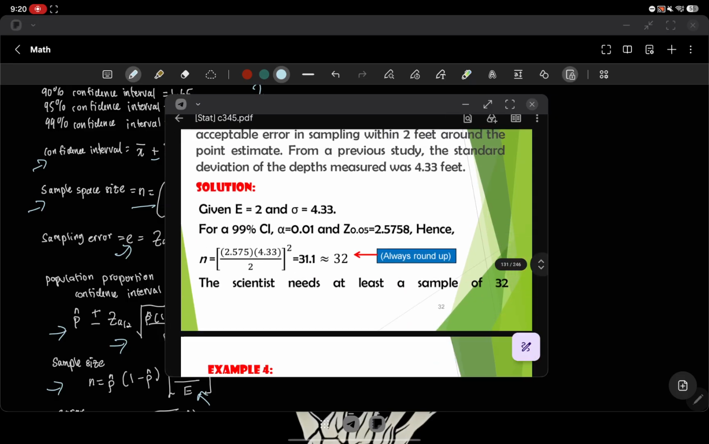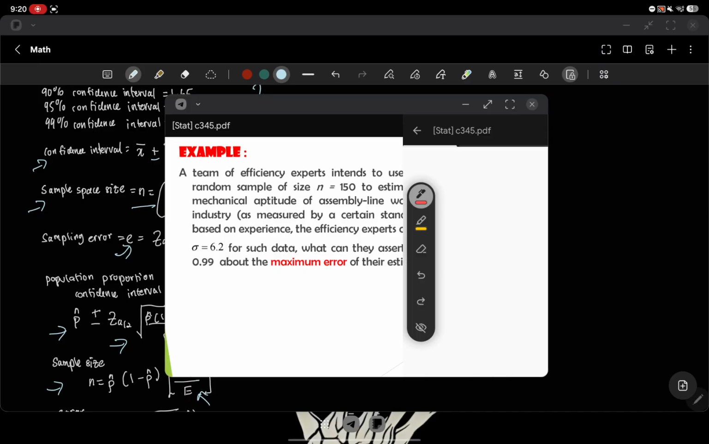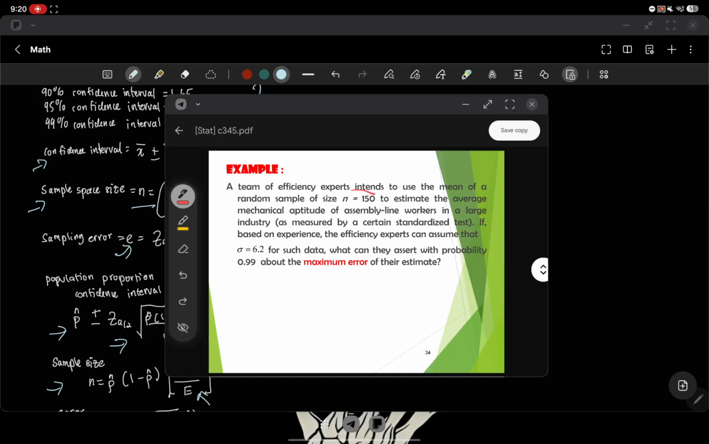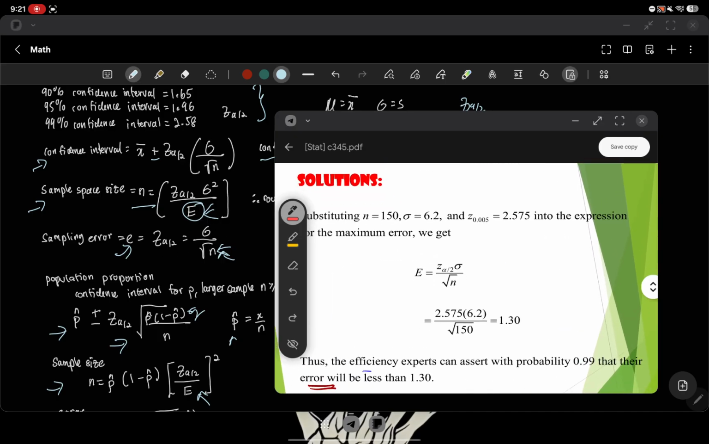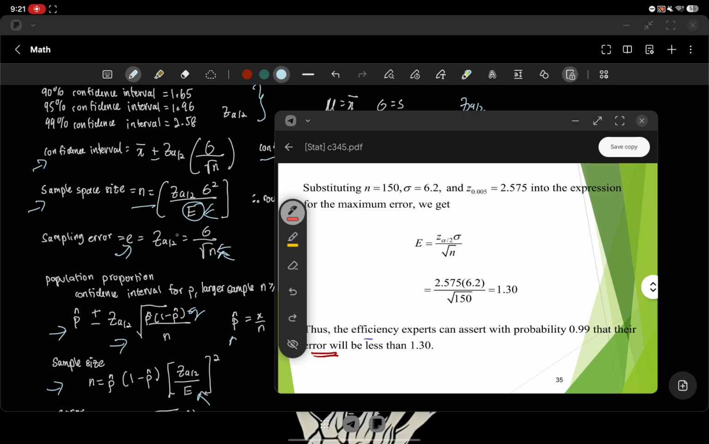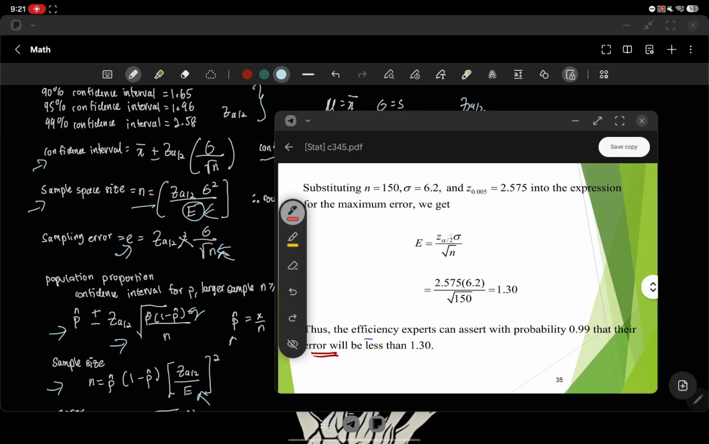Now the next one would be 133. This is also the same, but this is the error that we need to find. In this case, n is given, and the standard deviation is given, and 99% means we need to use z of 2.58. So 2.58, and where's the E, with times, sorry. So this is the answer.